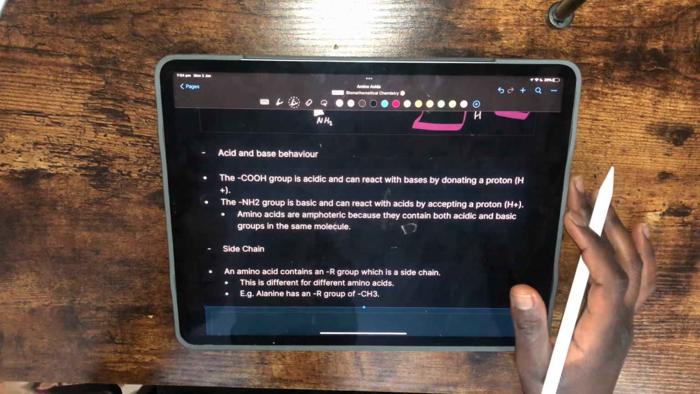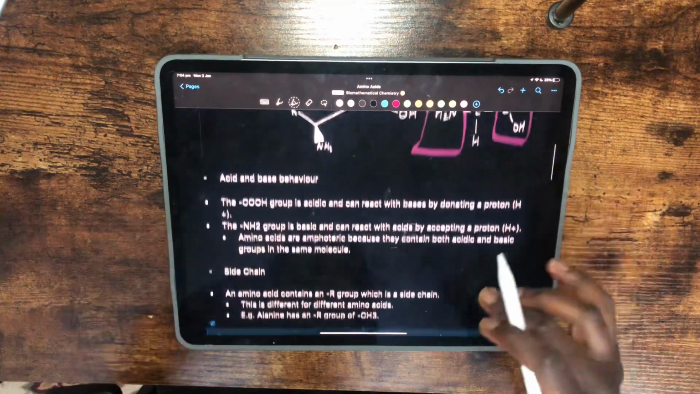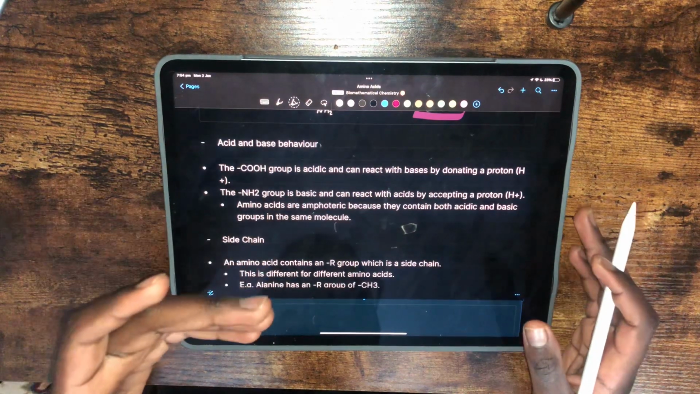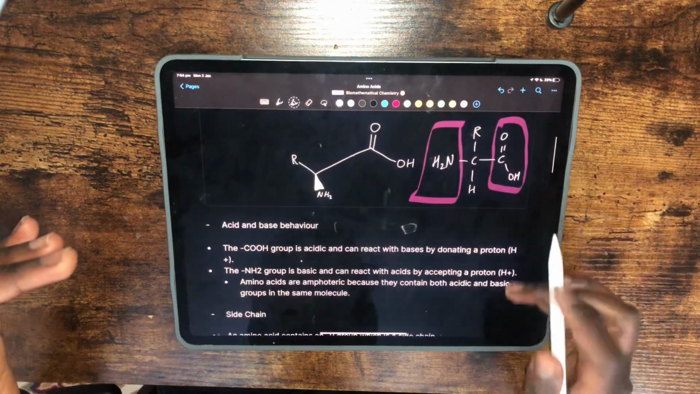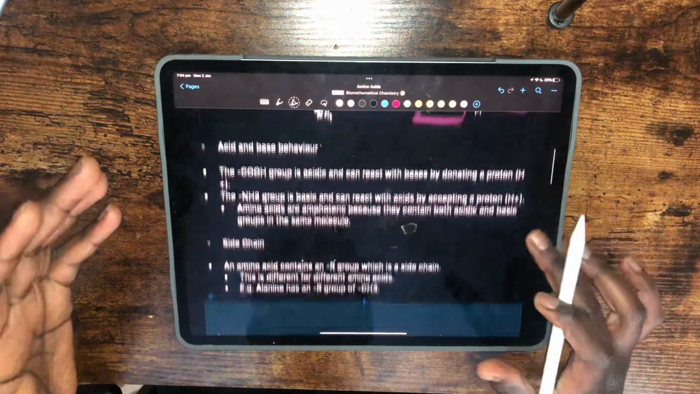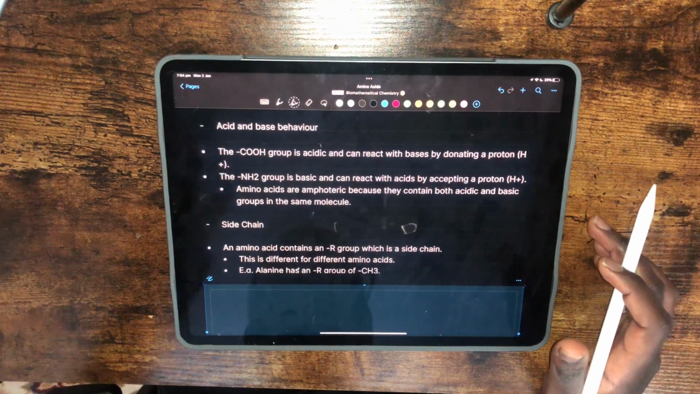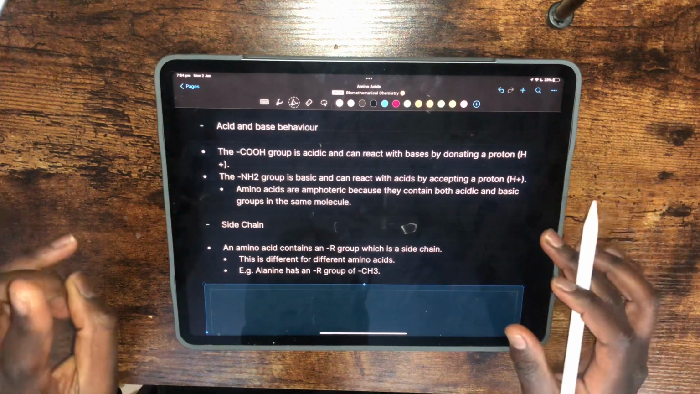For example, alanine has an R group of CH3. Methionine has a longer one, which I'm not going to go through in full. Everyone knows glycine, because glycine's R group is just another H. Cysteine and methionine are the only two amino acids that have sulfur and can form disulfide bridges. And so on and so on.